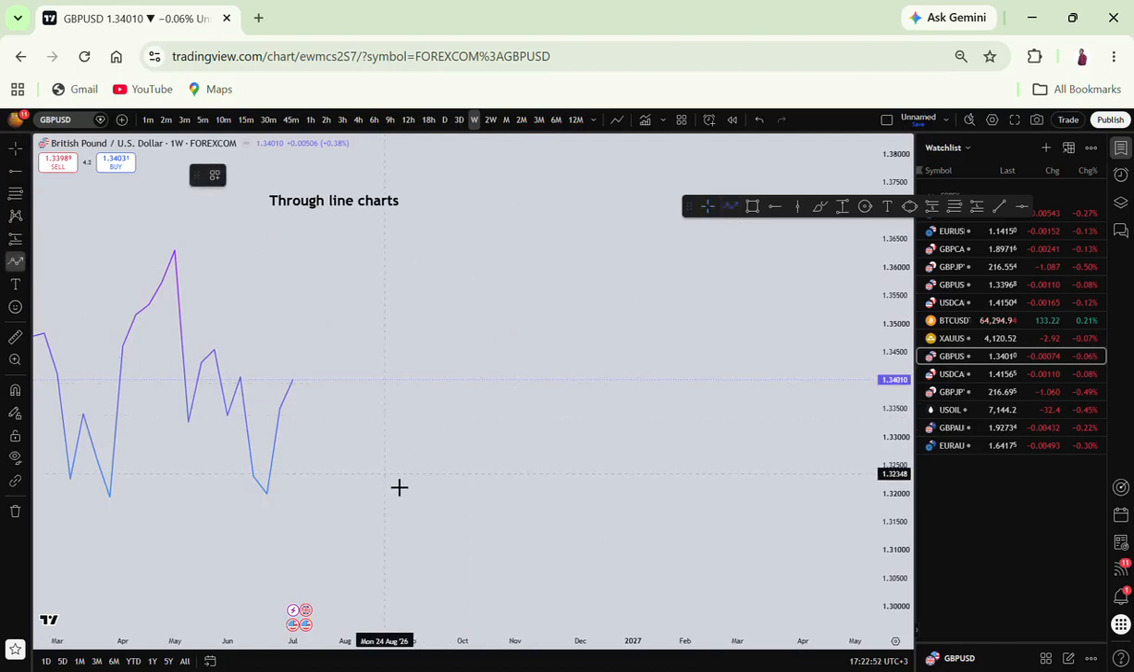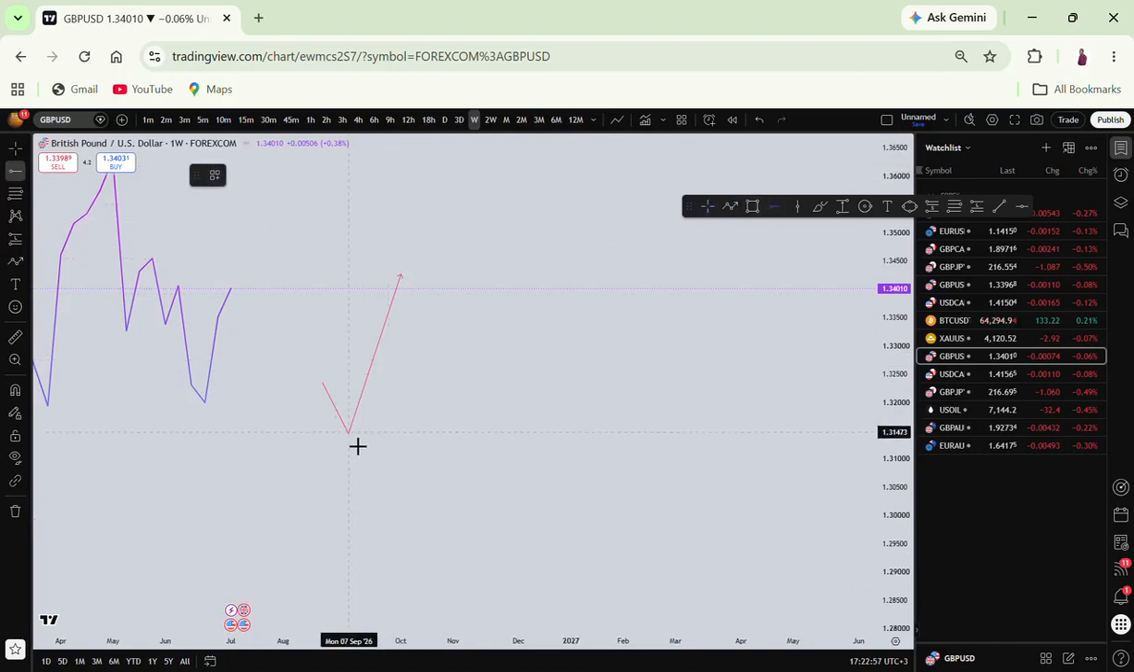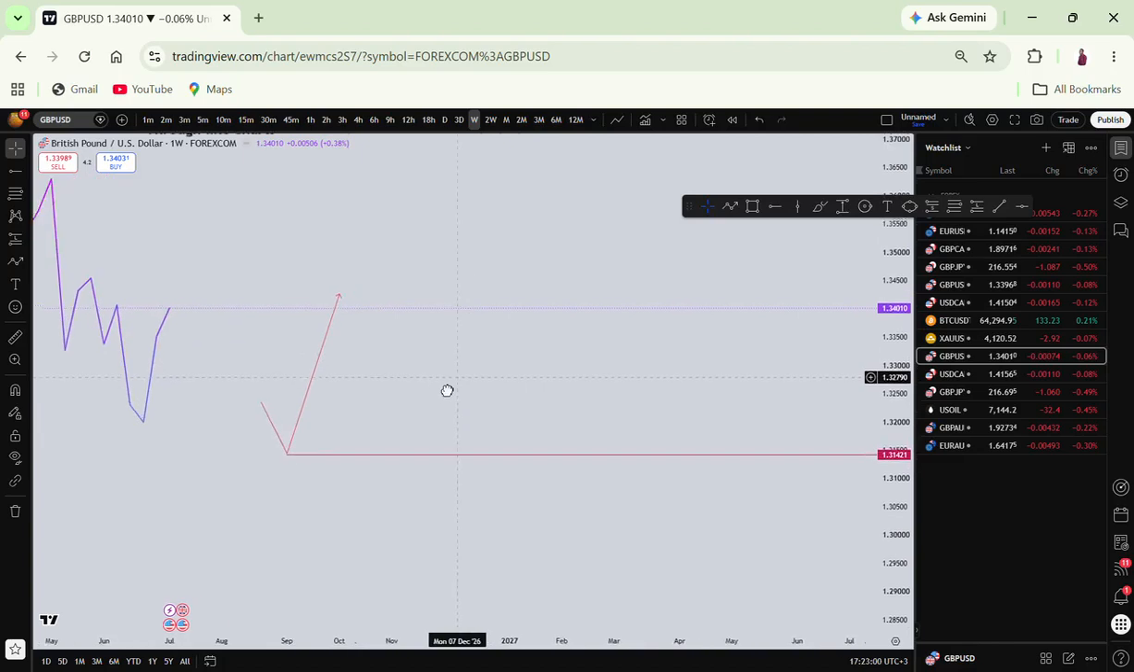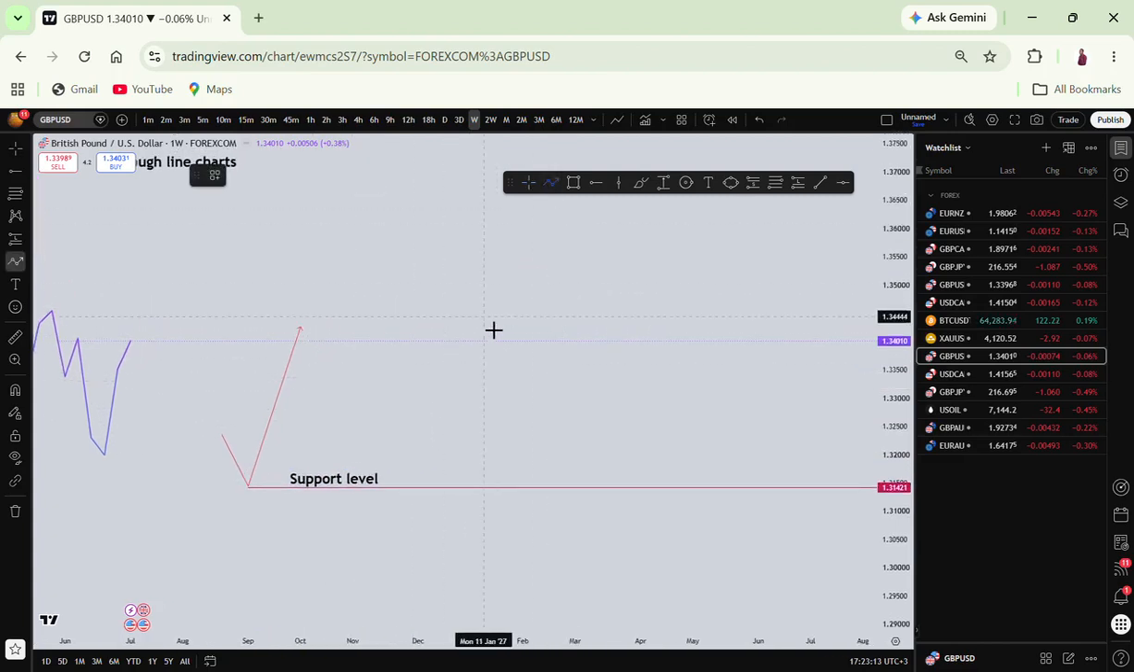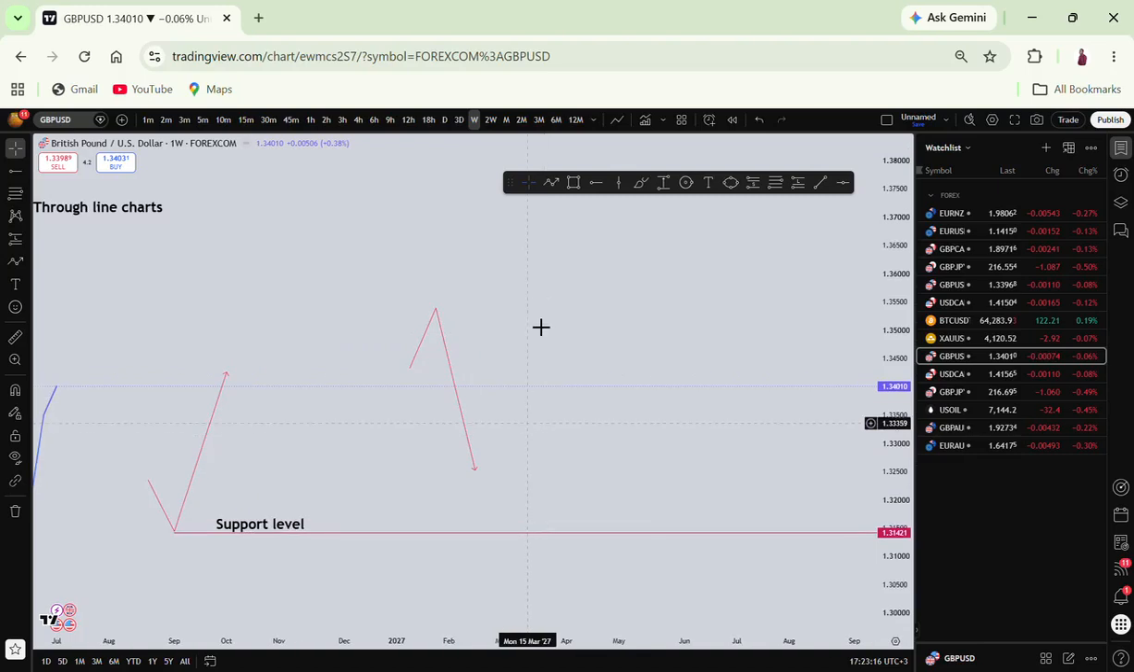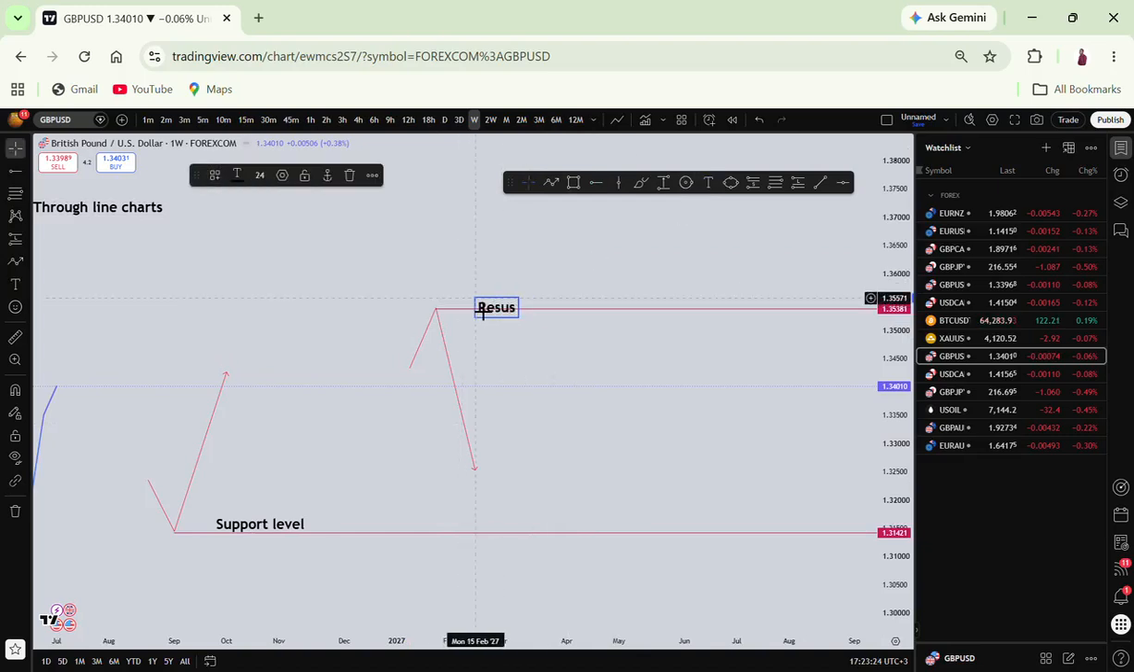We identify support levels when we mark this area, or when we mark this point like this. We can always term this a support level, and then we can always mark this as a resistance level. Okay, so this is a resistance level.